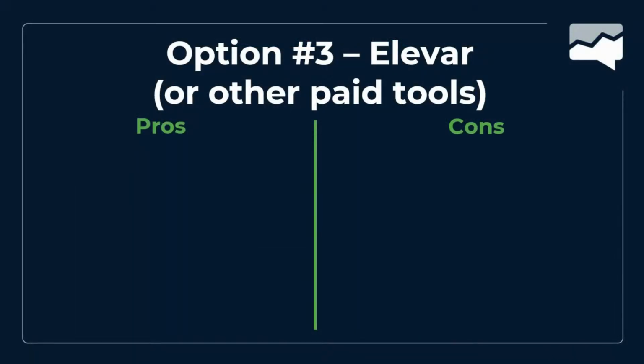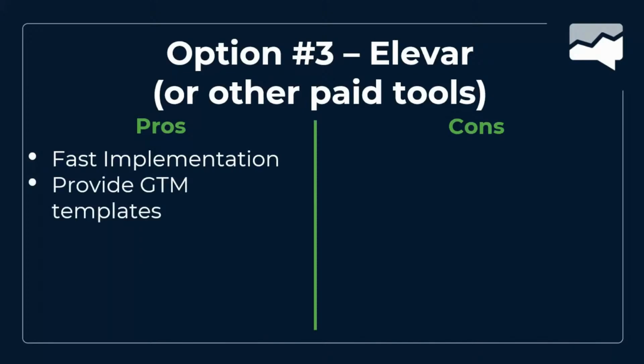Finally, let's talk about option 3, using a paid tool like Elevar. So all the experts we've spoken to recommend using a paid tool, specifically Elevar. Wonder why? Well, first off, it's a faster implementation. Using a tool like Elevar, it will pre-populate the data layer with the required information you need. In addition to just giving you data layer information, it will also provide you with GTM templates so that you can quickly get GTM set up and you can start measuring the results.